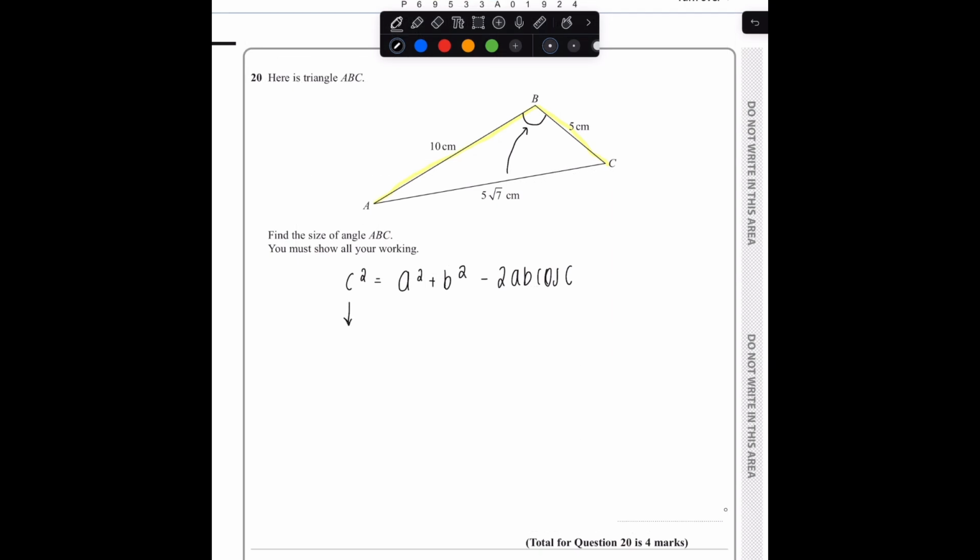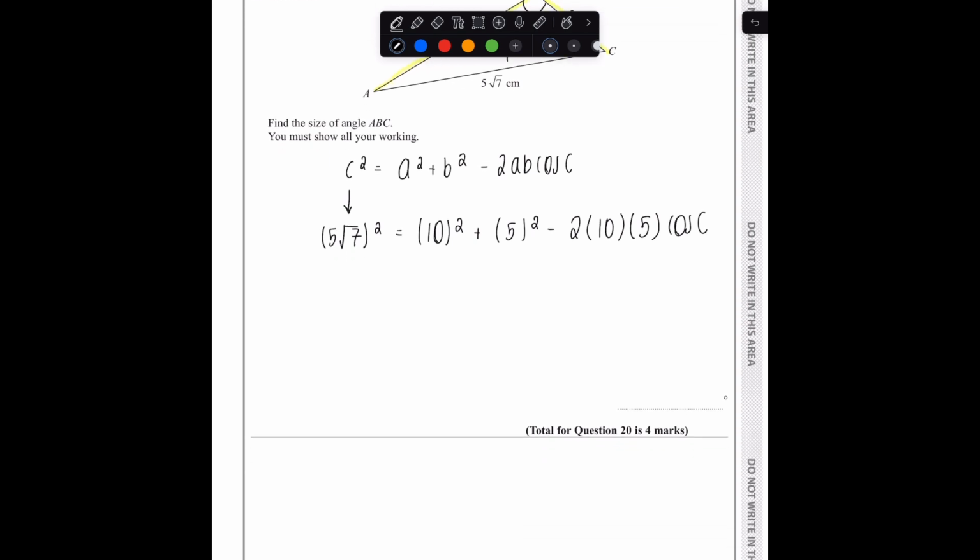So here, c squared is 5 root 7 squared, a squared is 10 squared, b squared is 5 squared, and then take away 2, a is 10, b is 5, cos c. Or whichever way around you want to mention a and b, perfectly fine. So from here, 5 root 7 squared is 25 times 7. 10 squared is 100. 5 squared is 25, and then we have minus 2 times 5, which is 10, times 10, 100. So we have minus 100 cos c.